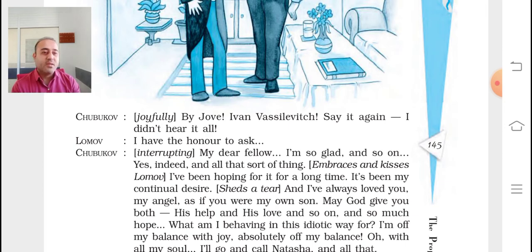Shubuko: Ivan Vasilevich, say it again. I didn't hear it at all. That means he could not believe his ears and he wanted to listen again that Lomo had come actually for a marriage proposal for her, for that is Shubuko's daughter. Lomo: I have the honor to ask. Shubuko, interrupting: My dear fellow, I am so glad and so on. That means he is saying I am very happy and all the things continue. Yes, indeed, and all that sort of things, embraces and kisses. That means he starts kissing Lomo and hugging and everything.